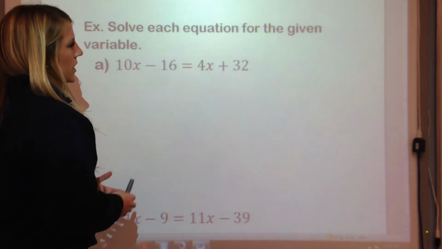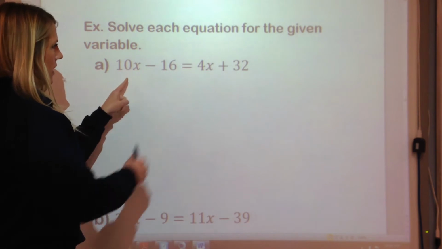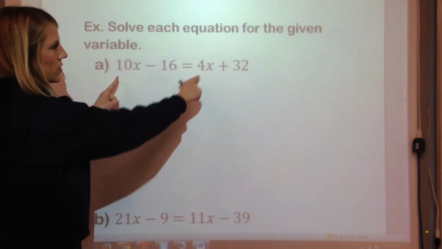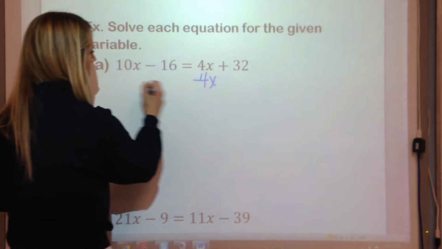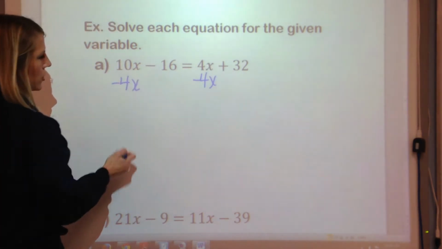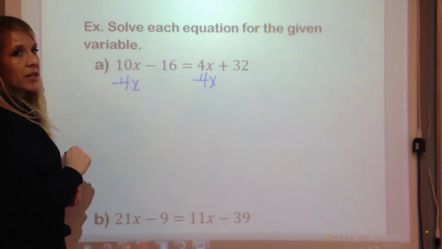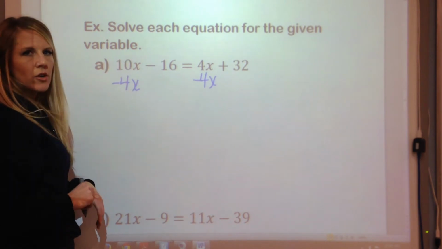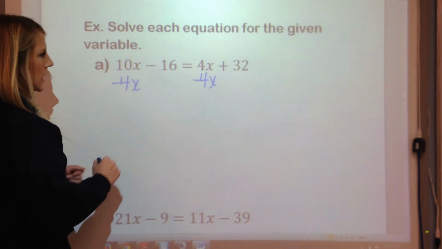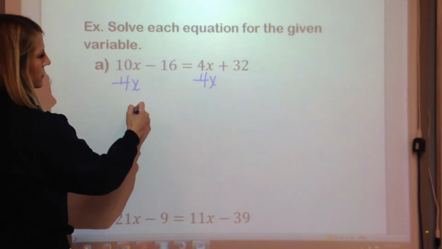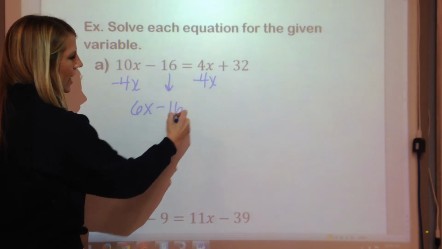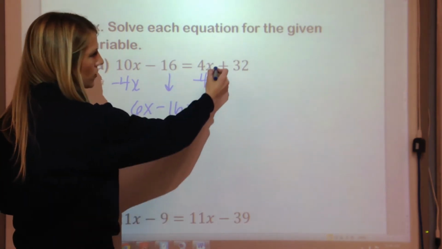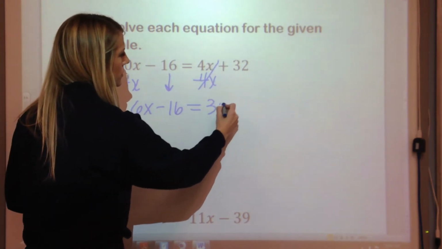So my goal is going to be to move the variable to one side. I have a 10x and a 4x. I'm going to move this 4x over here. Because it's a positive 4x, I want to subtract 4x from both sides. And notice how I keep everything lined up as far as like terms go. I line up my x's so that way I don't confuse myself any more than needed. So then 10x minus 4x is 6x. I just bring down this -16. I haven't done anything with it, equals 4x minus 4x is 0, 32.